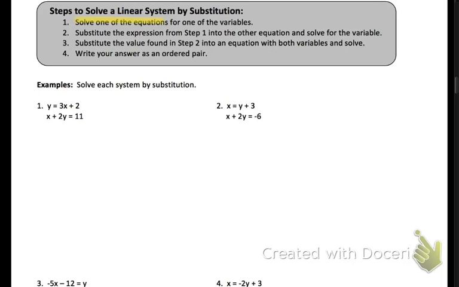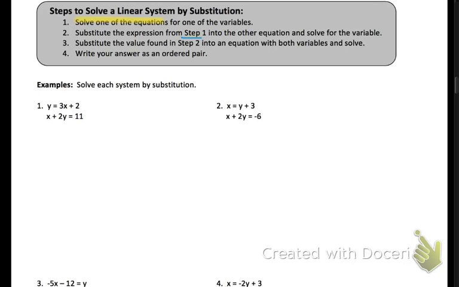But what we're going to do is use the substitution property to take the value or the expression that you get from step 1, and write that in place of the other variable in the other equation. Then we'll go through the next steps after that. But let's look at what I mean by this substitution step.